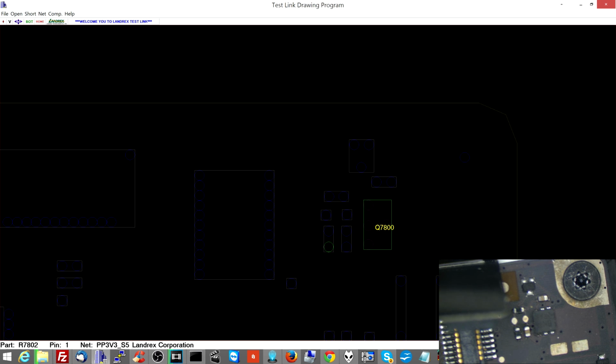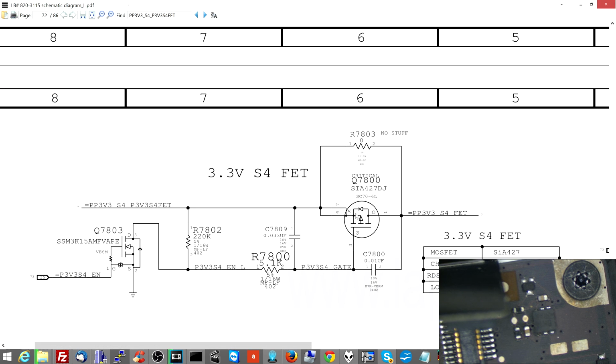And let's see what I get. So I touch this to this, and I get 3.29 volts, which is close enough to 3.3. So I have voltage going into my transistor. So I have voltage going in over here. Now I need to see if this thing's actually being told to turn on.